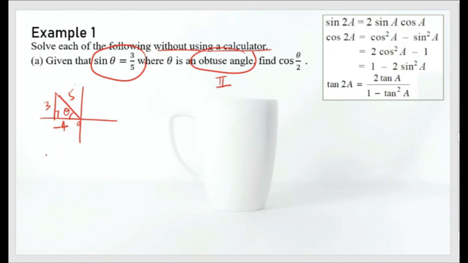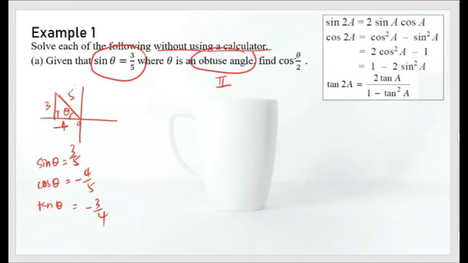After this, you write down the value for sine theta, cos theta, and tangent theta. Sine is given as 3/5. Then from the triangle, you know the cos is negative 4/5, and your tangent is negative 3/4. So write these down first.